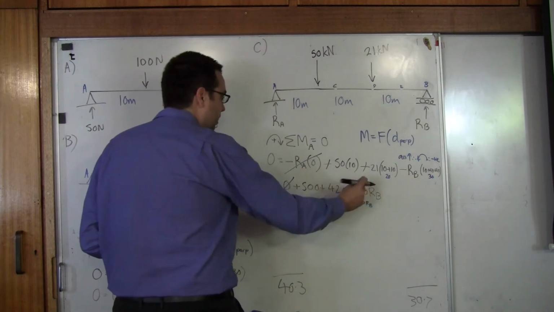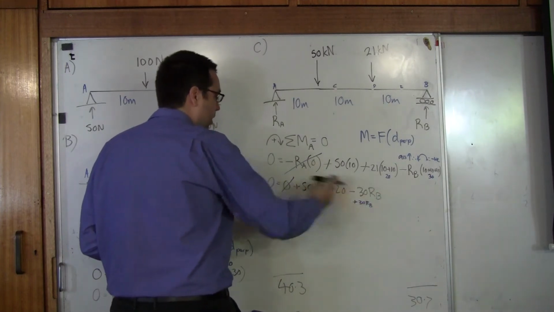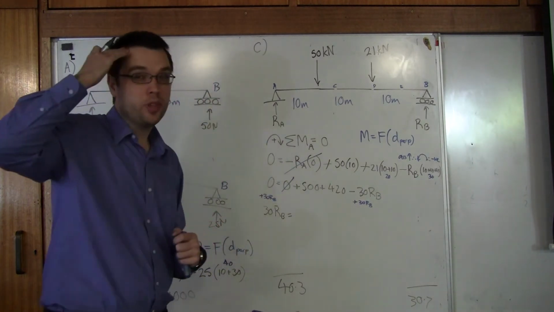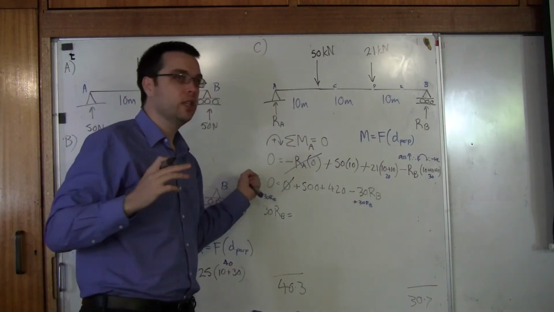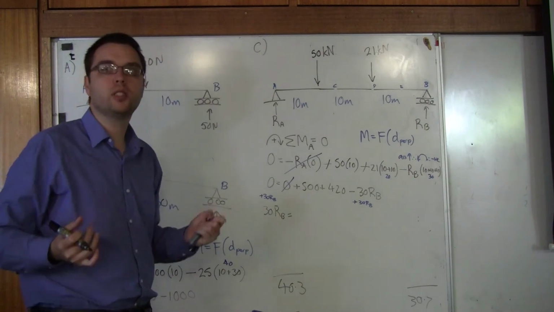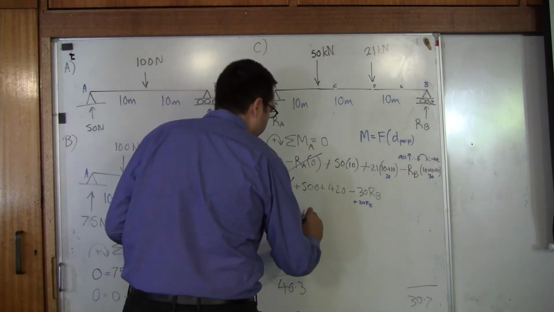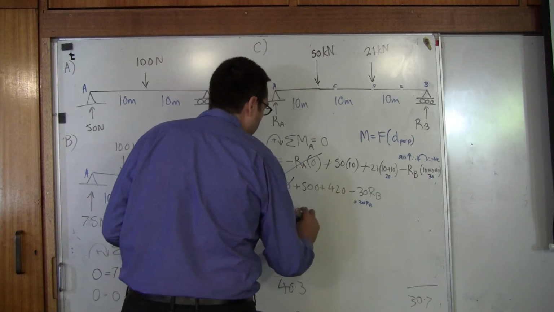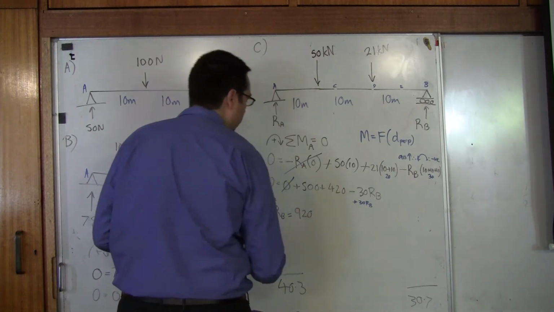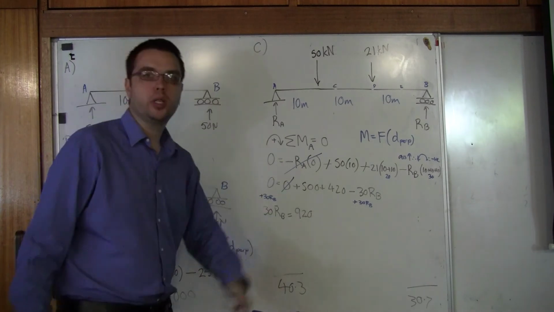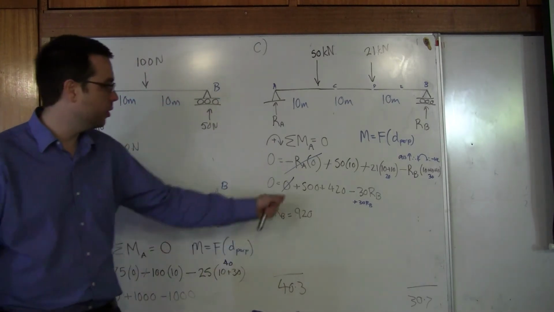So what that does is that eliminates the 30 on this side and it puts it here. Now I don't think of it that way. I just think of it as the 30 goes to that side. Hopefully you guys are all like, why is he spending so much time talking about year 7 maths? Hopefully. Right. So what we've got is 30 RB equals 920. Is that right? Everyone's happy with my maths?